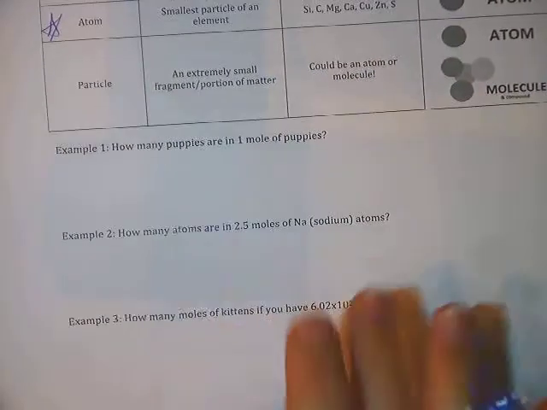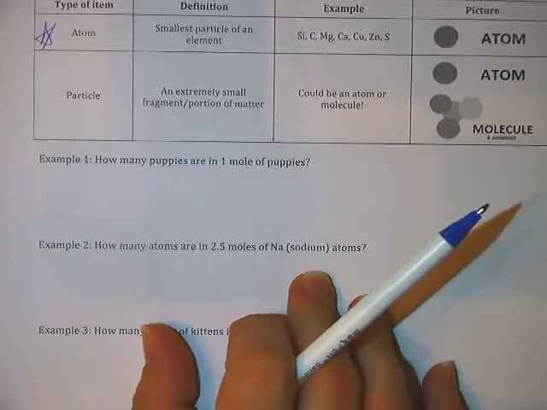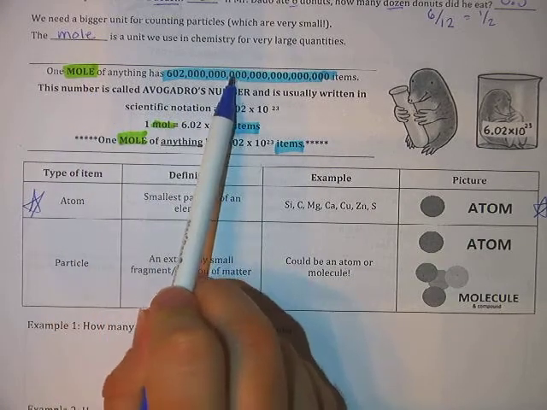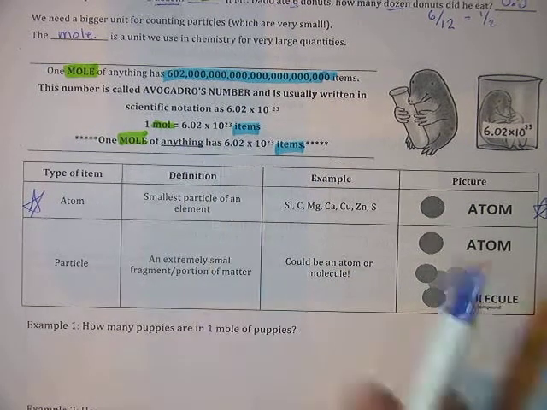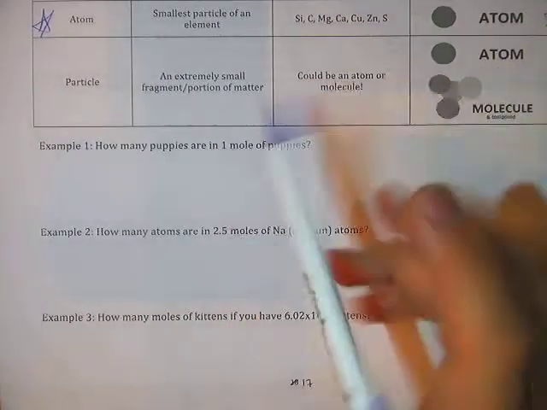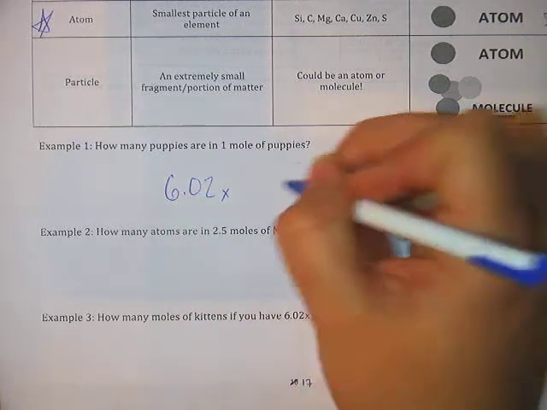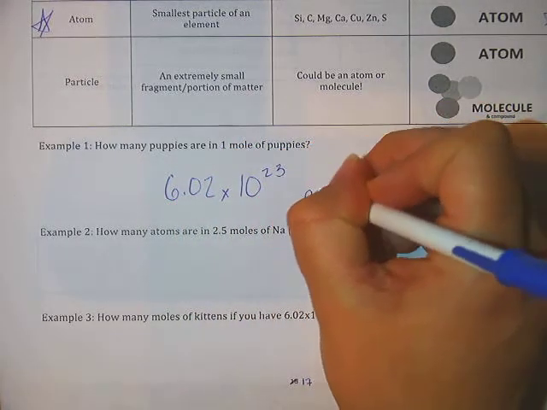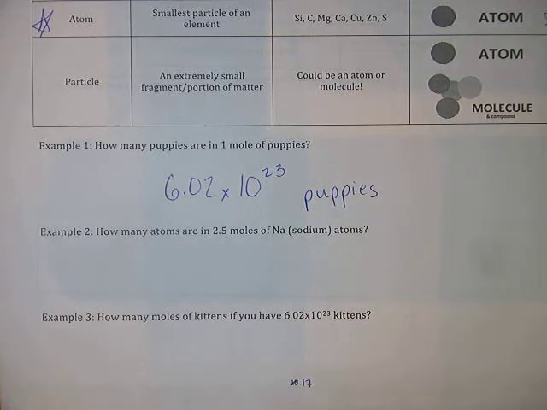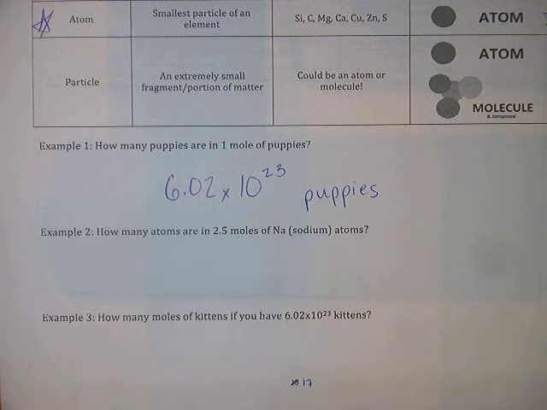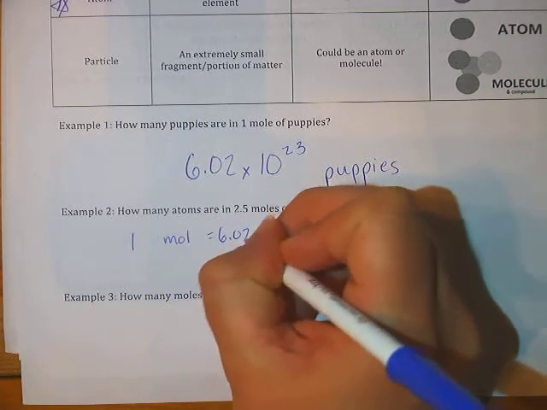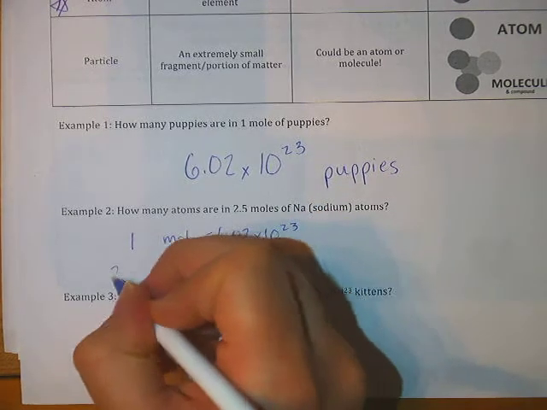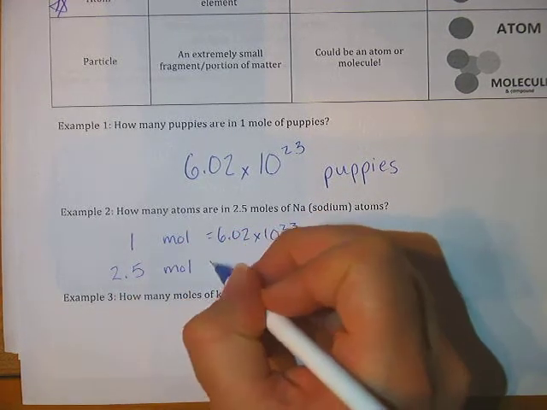So let's look at a couple examples. How many puppies are in 1 mole of puppies? Well, 1 mole of anything has 602 sextillion items, or 1 mole is 6.02 times 10 to the 23rd items. So 1 mole of puppies is 6.02 times 10 to the 23rd puppies. And how many atoms are in 2.5 moles of sodium atoms? Well, 1 mole is 6.02 times 10 to the 23rd. So to find 2.5 moles, why don't we just multiply those?